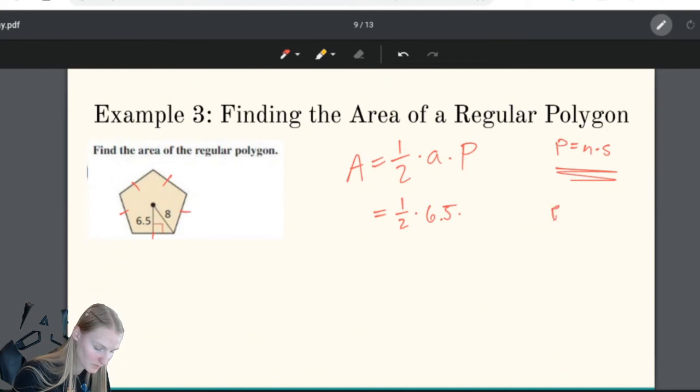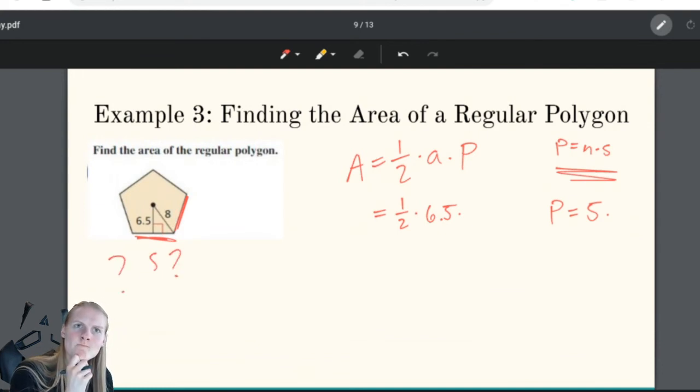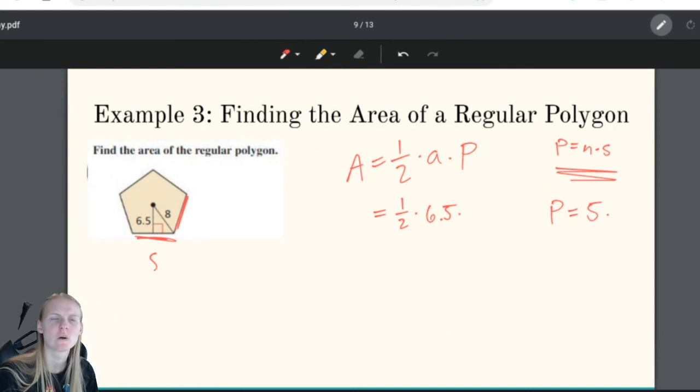Perimeter, whoops. Perimeter equals 5 times the side length. What's the side length? I don't see it. Oh my goodness, what the heck is the side length? Is there any way that we can figure out what the side length is?